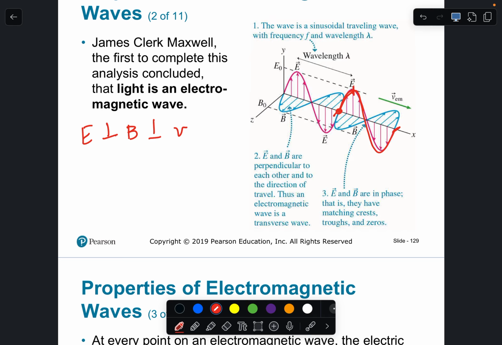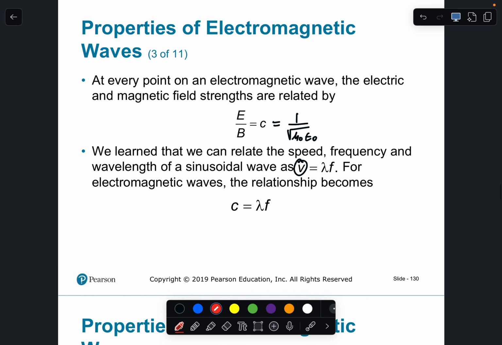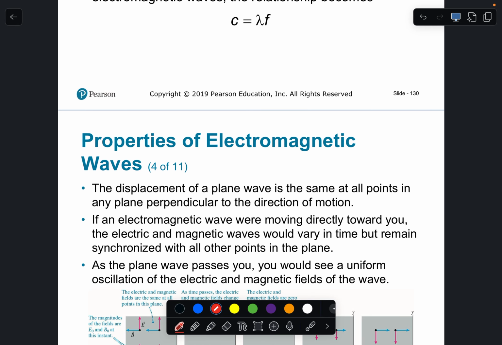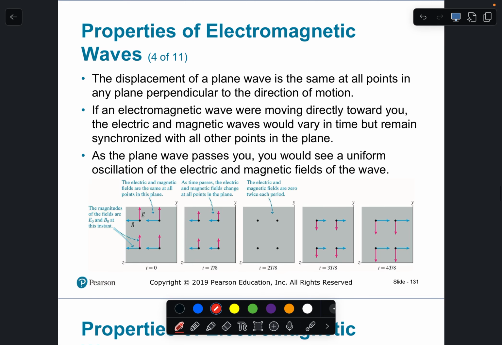The frequency would be, you can't see it in this picture because this is at one moment in time. In order to see the frequency, you need the time dependence graph. This is the distance dependence graph. So to pull out the frequency, you need a time dependence graph, but we don't have it pictured here. Just as a reminder.